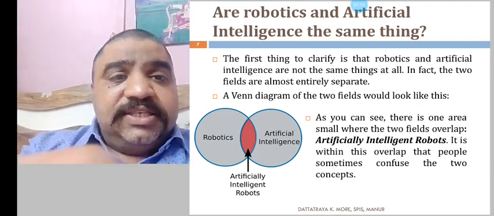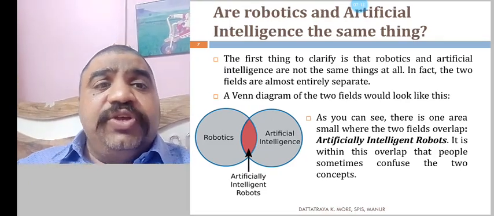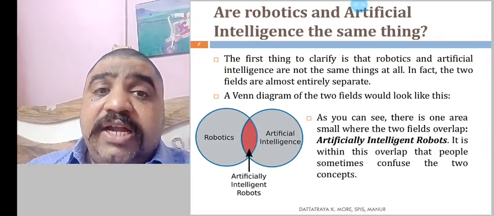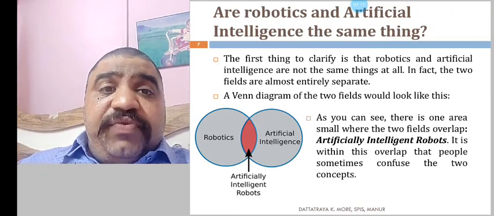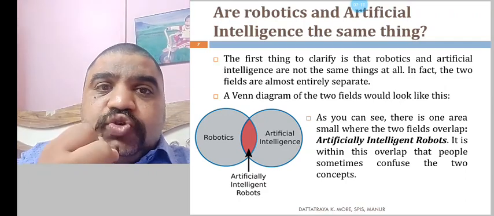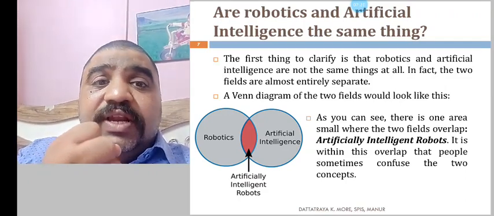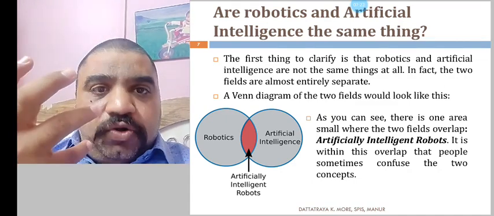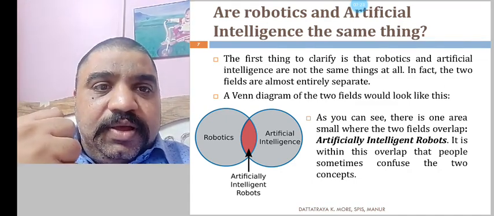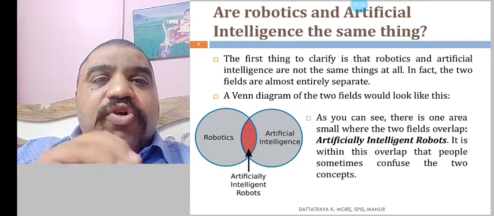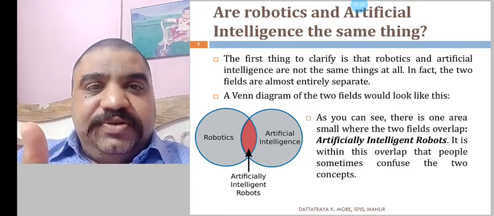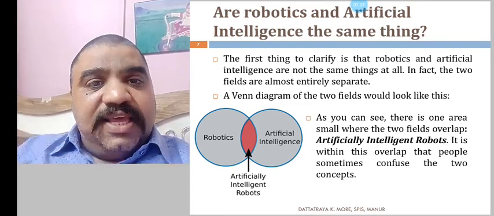Here you can see the first circle showing robotics, and the second is artificial intelligence. But when these two areas overlap, you get artificially intelligent robots. Because of this, the common man gets confused about whether these two terms are the same or different.